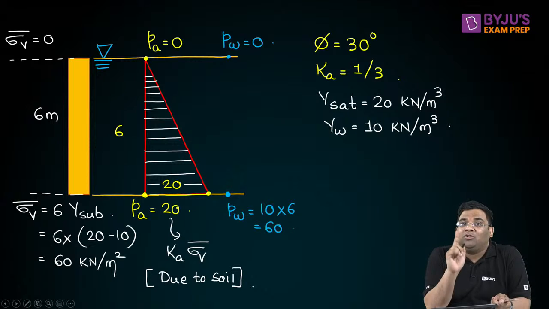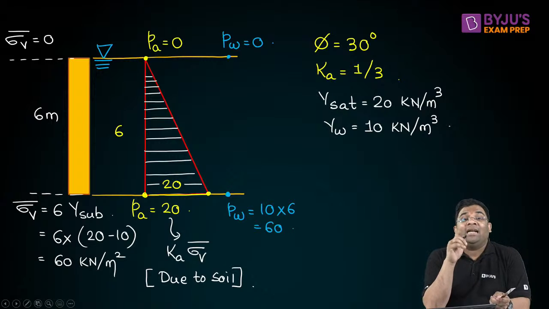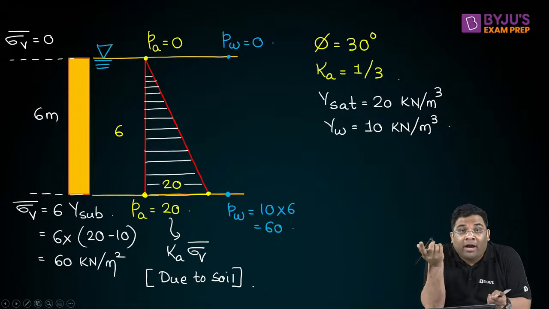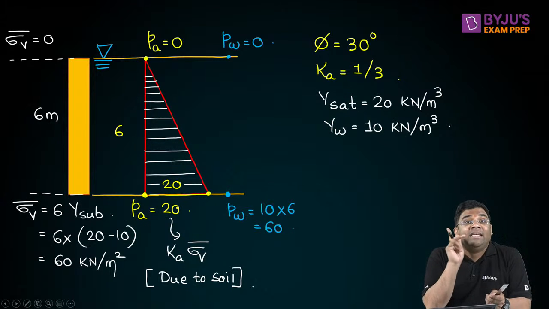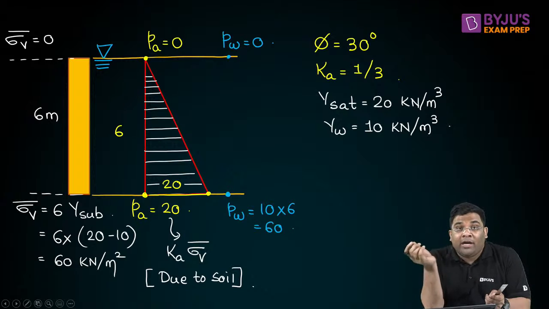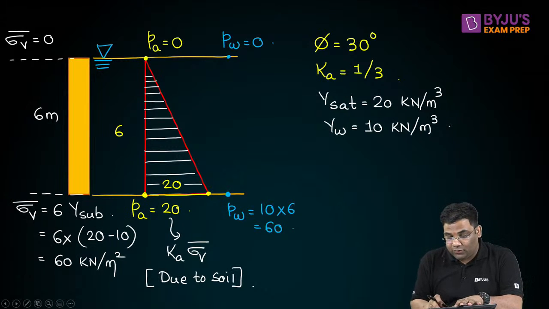The Ka has to be multiplied to the vertical stress to find out the horizontal, or I can say earth pressure, and that earth pressure is due to what? Soil. Therefore, I am multiplying Ka. But don't multiply Ka in the water pressure. That's a big mistake we students make. Never forget this. Only due to soil do you multiply Ka. Very important point. So if I draw the distribution, I'll draw it again.